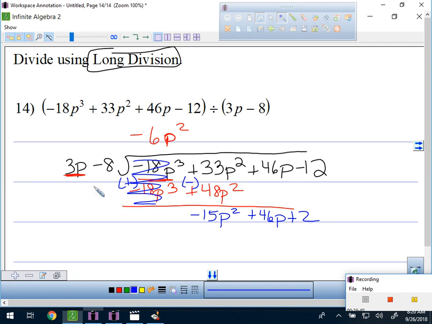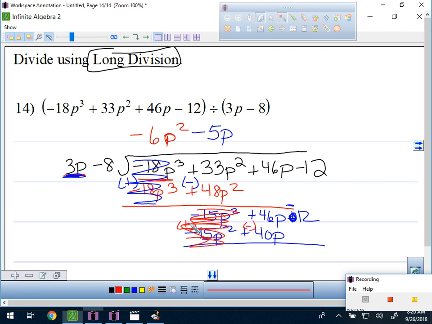So repeat the process again now. 3p times a negative 15, that's going to be a negative 5p. Yep, that's a minus 12. And so then that's going to give me a negative 15p squared and a positive 40p. And then again, I'm going to change color so you can see it. I'm going to change my signs, and this will always cross out if you do it right. If it doesn't cross out, that means you didn't change your signs. And then 46 minus 40 will give me a 6p minus 12.